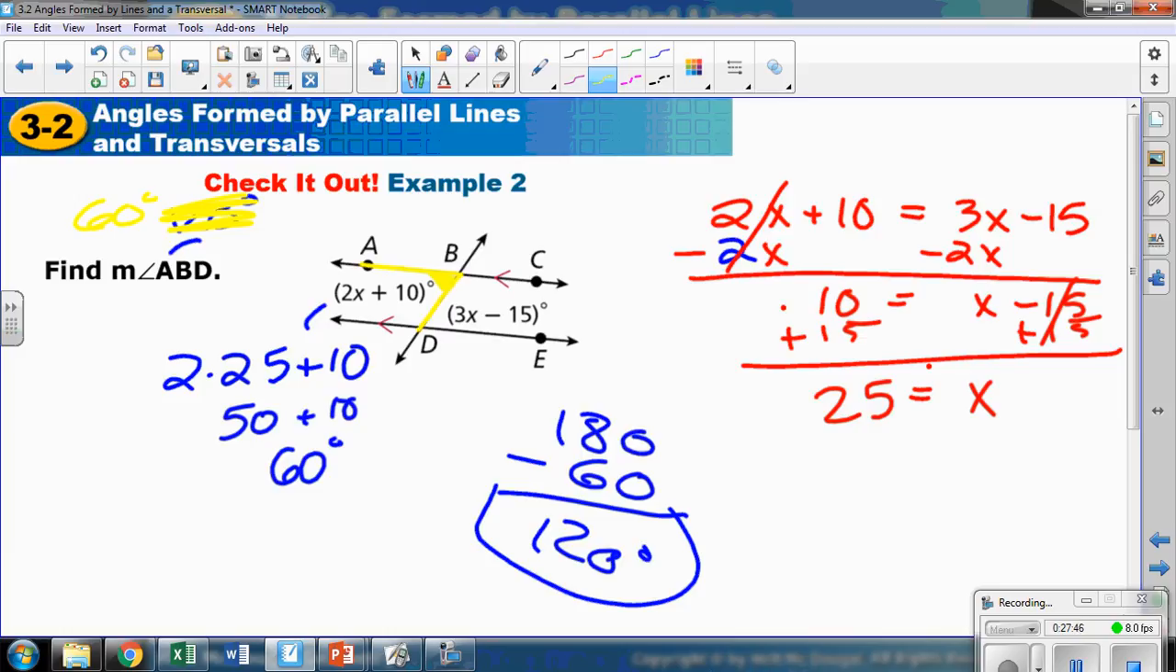Still worth noting, though, in order to get this piece, we still needed to do all the stuff in red. We had to recognize the alternate interior angles theorem. We had to create the equation, we had to solve it, and we had to substitute back in.